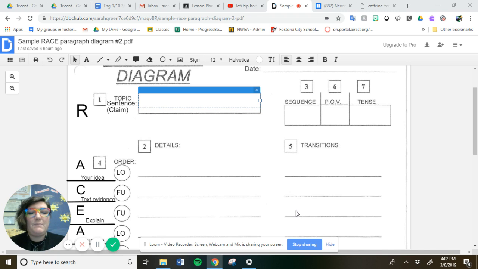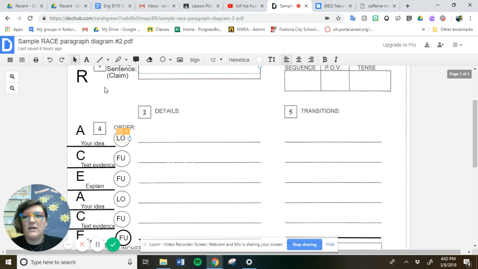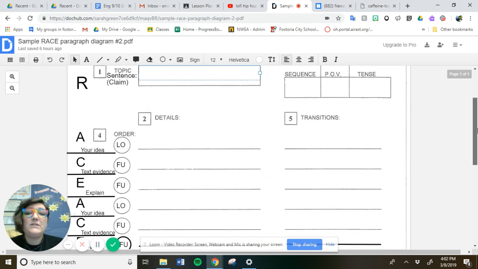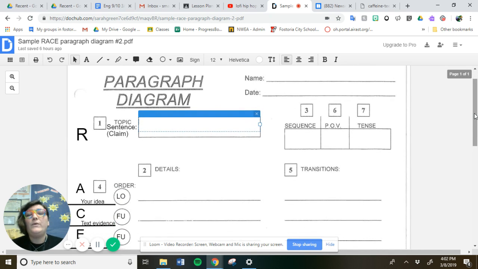I have your handy-dandy paragraph diagram here, and I've outfitted it with some really nice little reminders of our past writing experience with RACE. Okay. And I've even put in our lead off and follow-up pieces all over here. But what I'd like to do is walk you through how we take information from a source and turn it into a well-written paragraph.